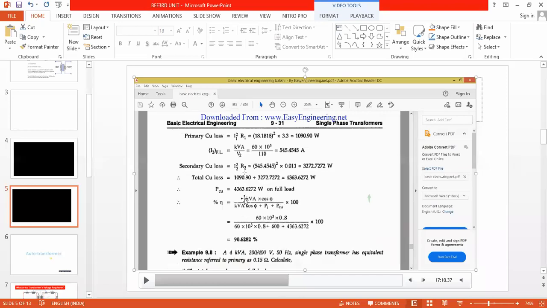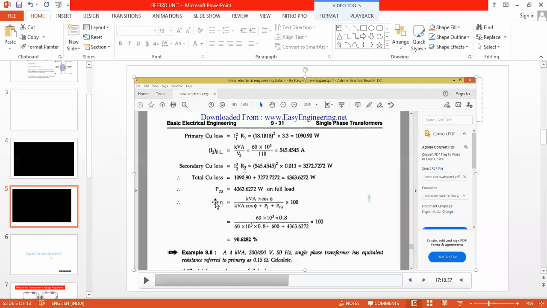Efficiency formula, you tell me, all of you: VA rating into cos theta. Instead of kVA, we write like this only. What is the efficiency formula? VA rating into cos theta by VA rating into cos theta plus iron loss plus copper loss. Few textbooks will write kVA, which is nothing but VA rating.